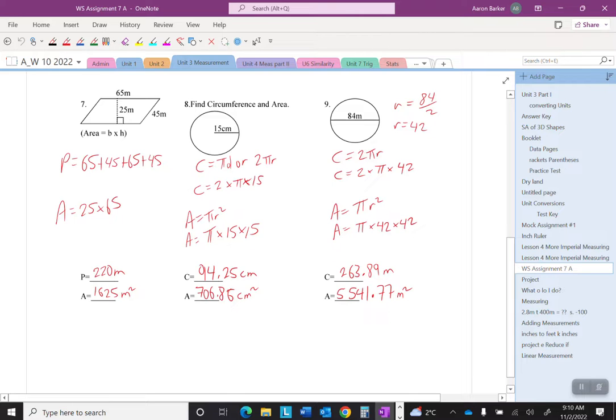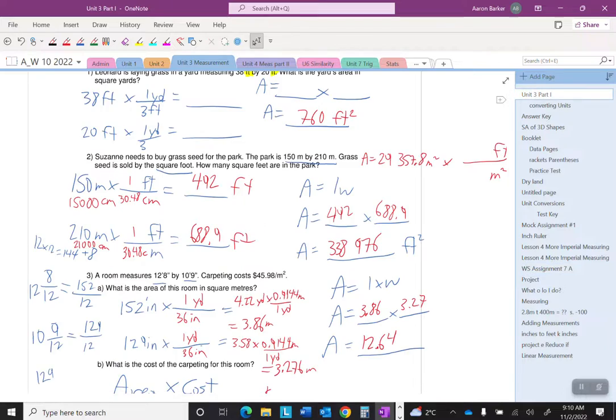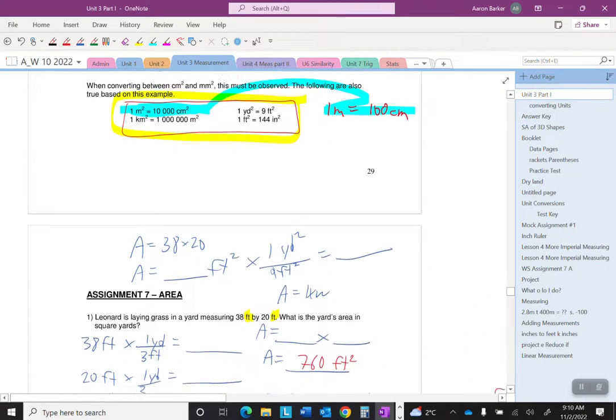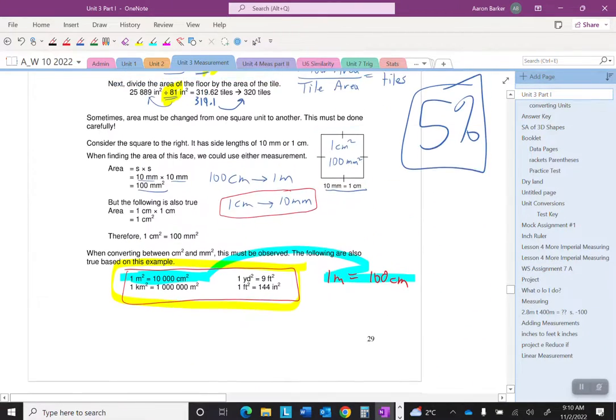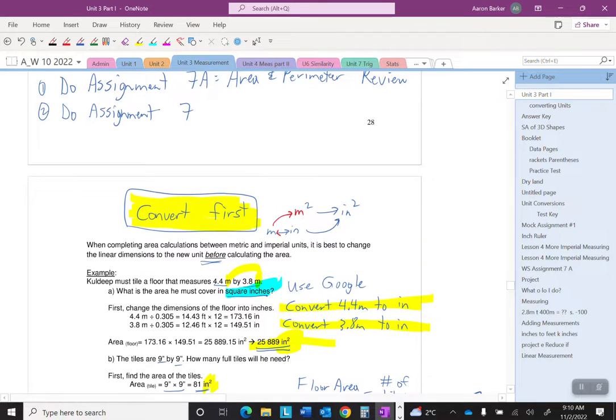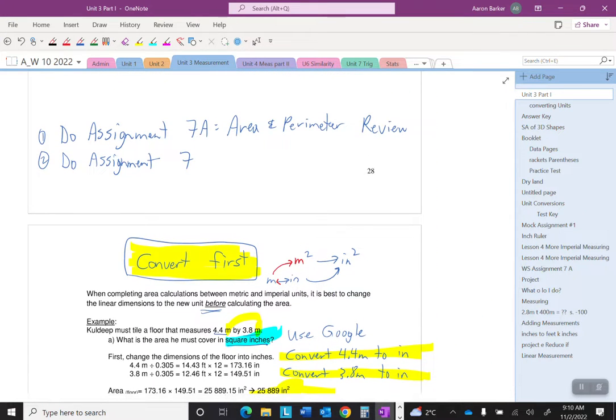All right. So today what we're doing is we're going to do the same thing, but we're going to do assignment 7. The difference with assignment 7 is you're going to have to convert first. So you're going to have to convert first.